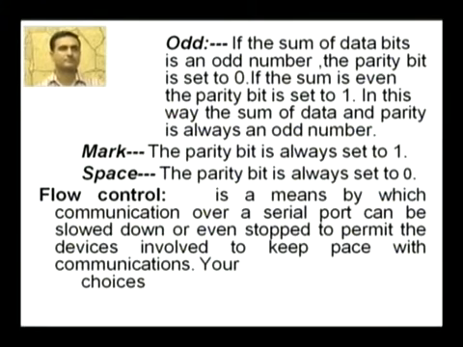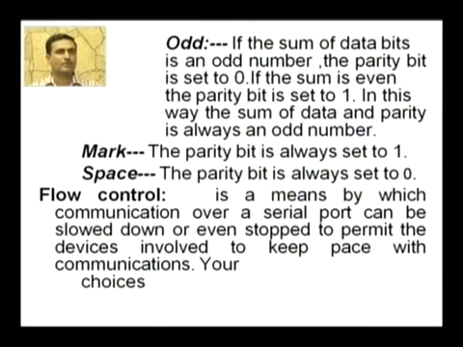Next, odd. If the sum of the data bits is an odd number, the parity bit is set to 0. If the sum is even, the parity is set to 1. This way the sum of the data and parity is always an odd number. Next, mark. The parity bit is always set to 1. Next is space. The parity bit is always set to 0.